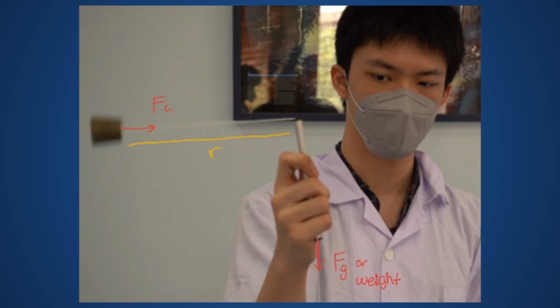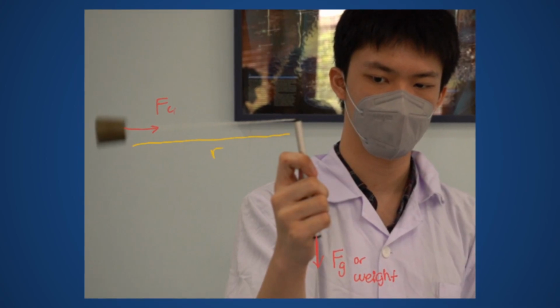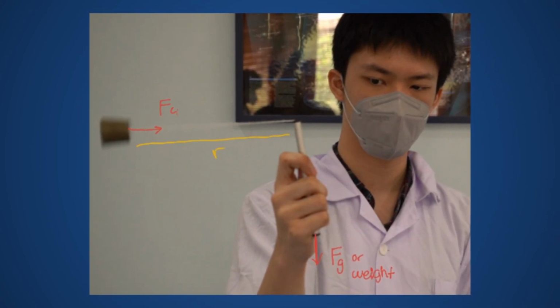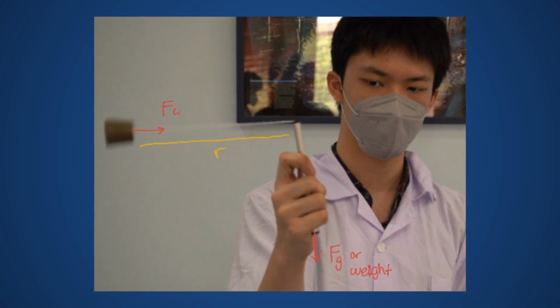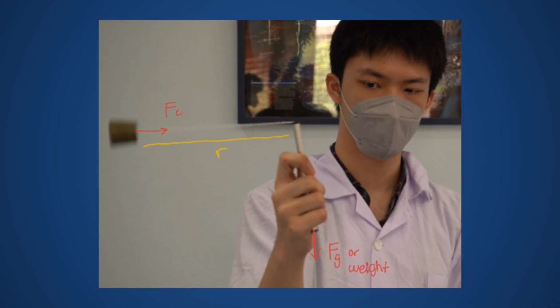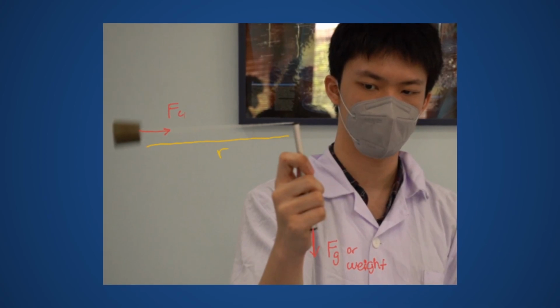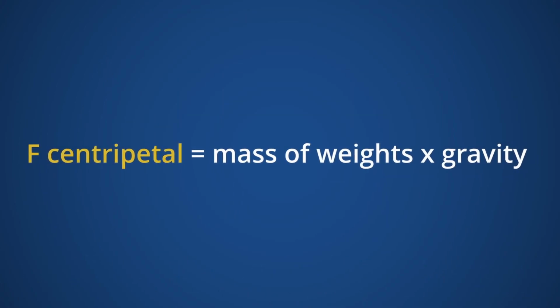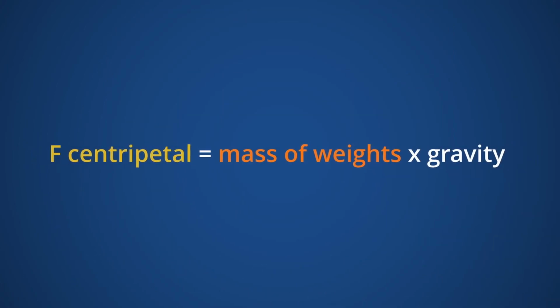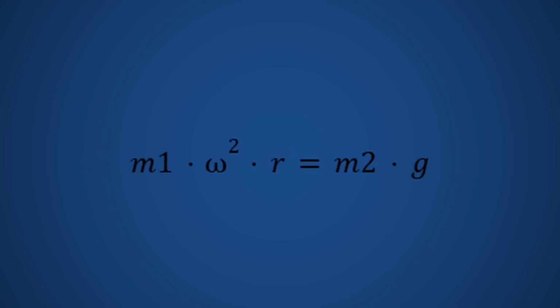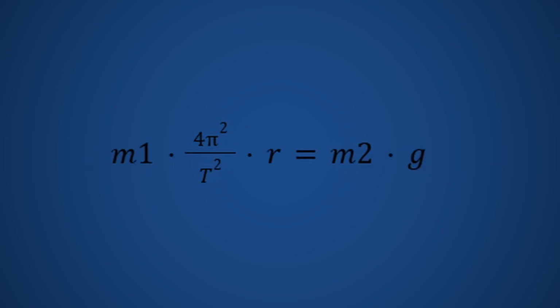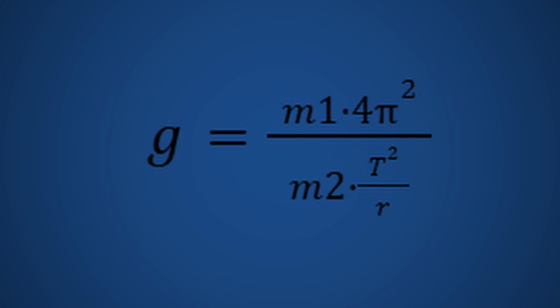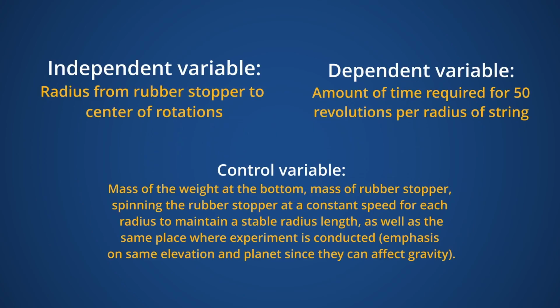Based on the diagram, and according to Newton's third law of action and reaction, the other pair of forces is the centripetal force required to keep the rubber stopper rotating, which is equal to the weight of the weights. This can be expressed with the equation below: F centripetal equals mass of the weights times gravity. This equation can be rearranged using the equations for circular motion, inserting m1 as the mass of the rubber stopper, as well as m2 as the mass of the weights. Shown here are the variables of this experiment.